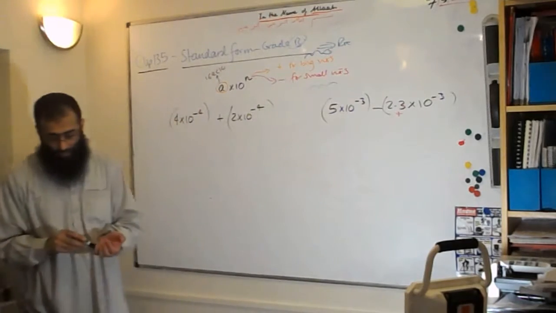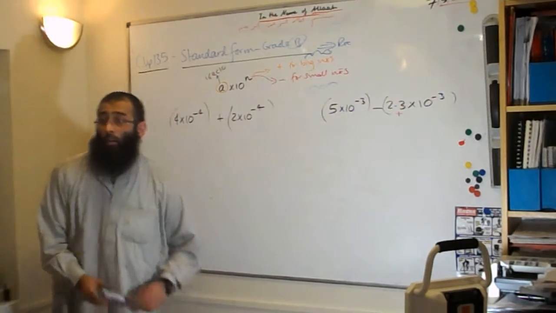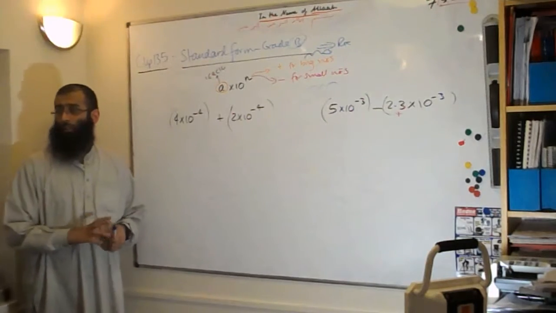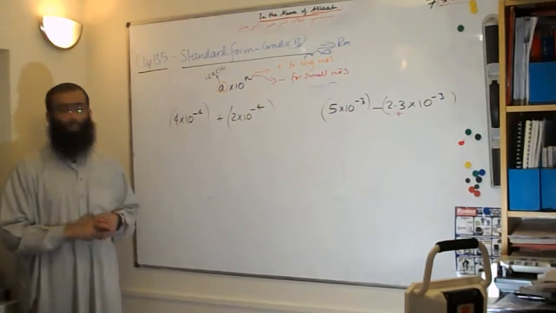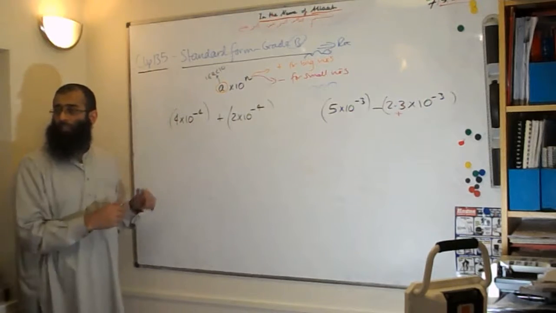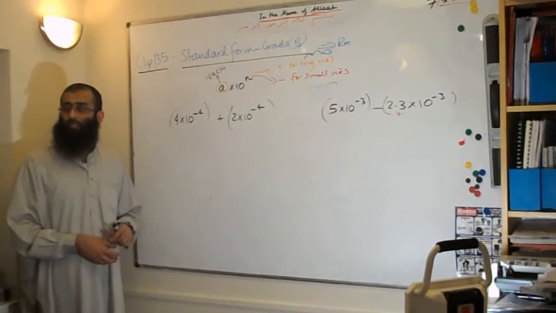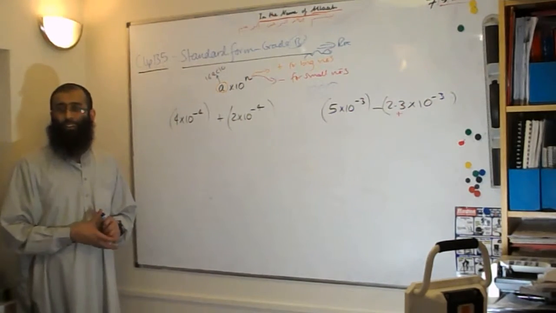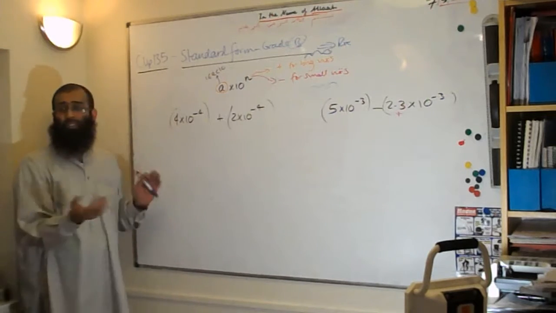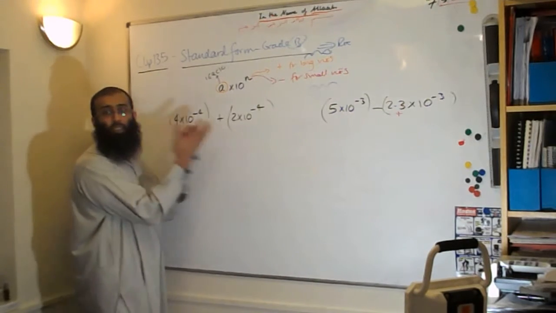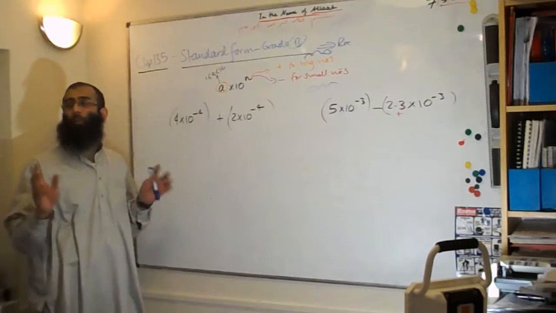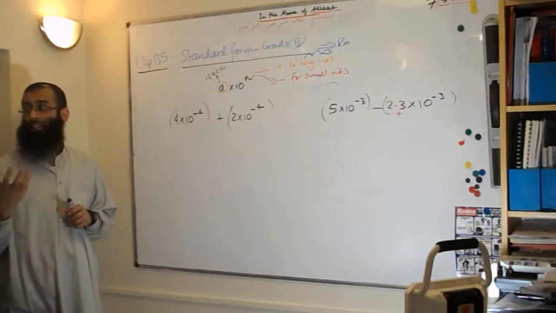Here's the next two questions. Mr. Umar, do you remember the previous question where I got rid of the brackets and dealt with the number bits first? Can we do that in this case? No, we can't. You can't just get rid of the brackets and deal with the number bits first and the indices bit later, because we're not multiplying or dividing. That was for multiplying and dividing.